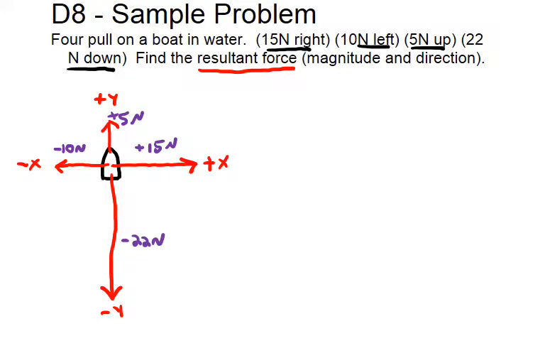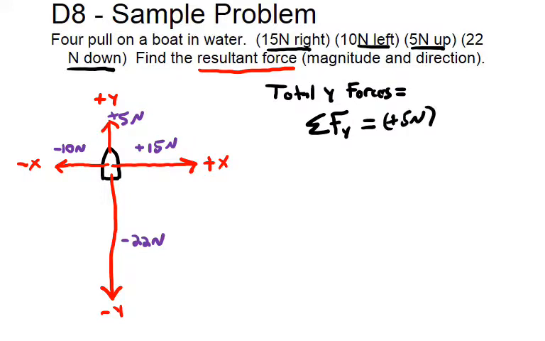And so what we're going to do is get the total y forces, and another symbol for that is the sum of the forces, the net force in the y. We can get all the forces, and so we have the positive 5 newtons plus the negative 22 newtons, and we end up getting negative 17 newtons for that.